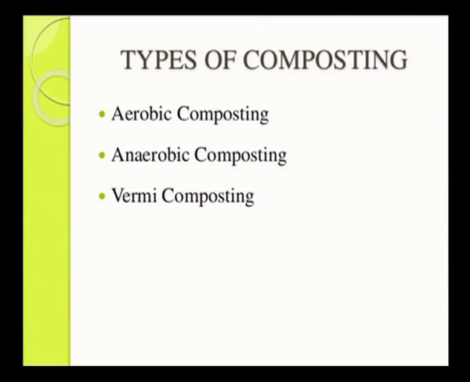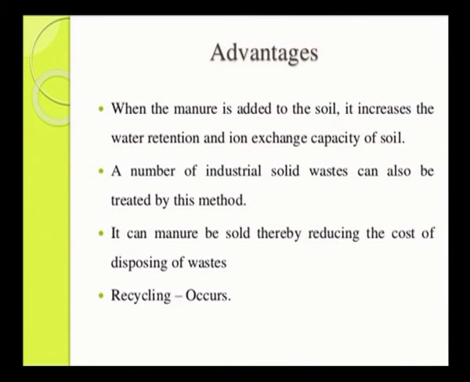Types of composting: you have aerobic composting, anaerobic composting and vermicomposting. When the manure is added to the soil, it increases water retention and the ion exchange capacity of the soil. A number of industrial solid wastes can also be treated by composting. It can be made into manure and sold, which reduces the cost of disposing of waste.